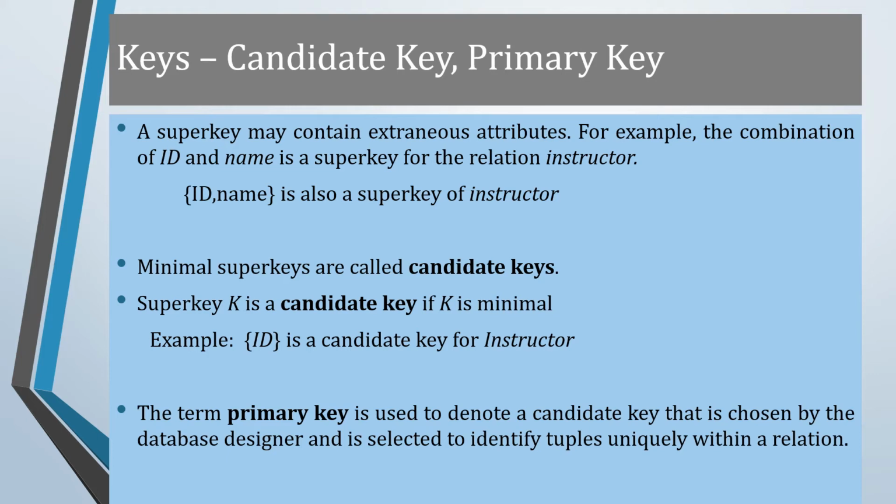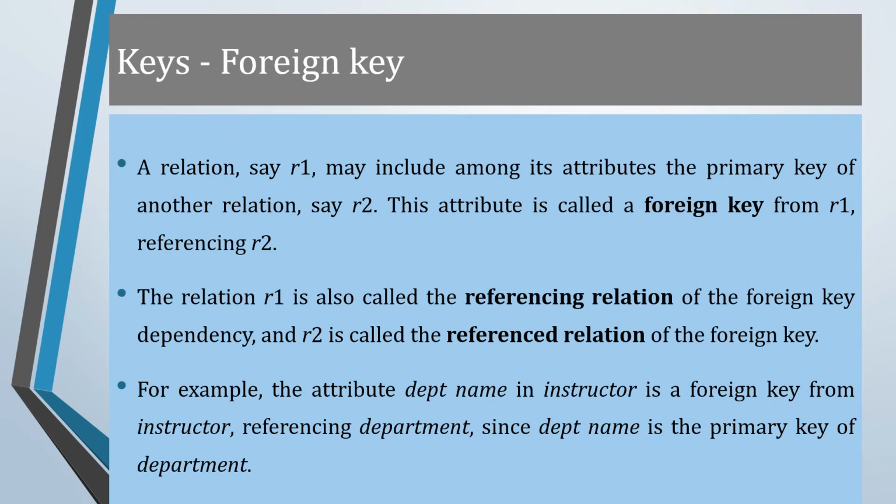So a super key may contain some extraneous attributes. After removing the extra attributes, we will be getting the minimal super keys. Those minimal super keys can be called candidate keys, and among the candidate keys, one of them will be selected by the database designer and is termed as primary key. Okay, what is a foreign key now? A relation, say R1, may include among its attributes the primary key of another relation, say R2.